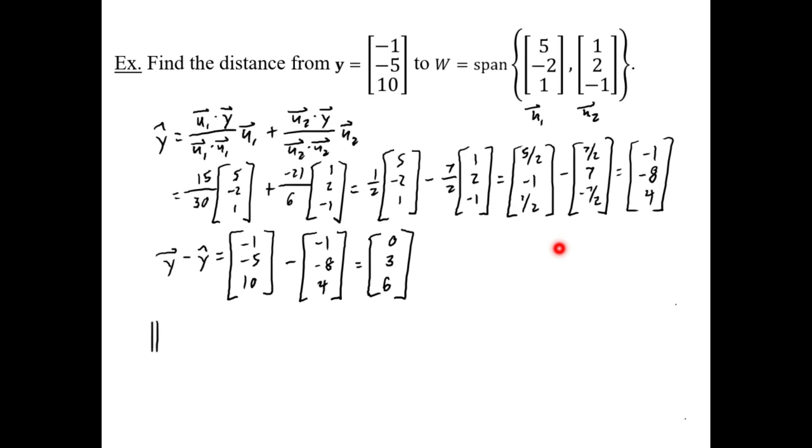And then finally, the magnitude of that is going to be the square root of 0 plus 9 plus 36, which is the square root of 45, which if you want to get really fancy is 3 radical 5, but it doesn't matter. The point is, this is now our distance between those two vectors.